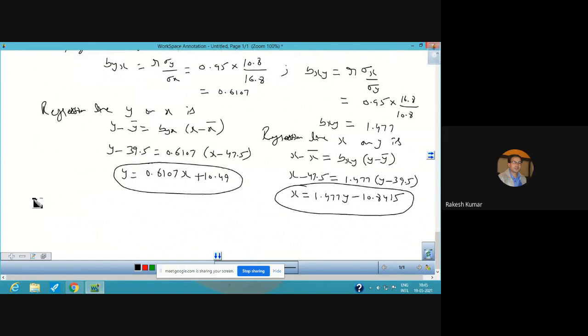In the second part, when x is equal to 30, we have to find out y. And from this equation, you can easily get the value of y, that is 0.6107 into 30 plus 10.49. So the estimate of y comes out to be 28.81. Similarly, we can get any estimate of x for any given value of y.